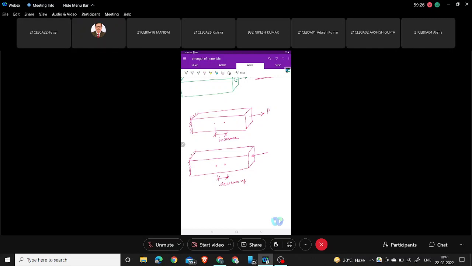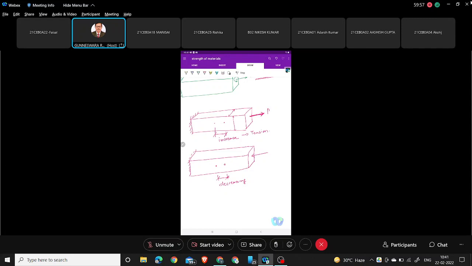Okay, so now what we say is, if the force tends to increase the internal distance between two particles in the line of action of the force, then it is called a tension. Why am I saying in the line of action of the force? If I apply force in this direction, the diameter may decrease, the height may decrease, is it not? This height may decrease or this width may decrease. So, I cannot say that this force is a compressive force.